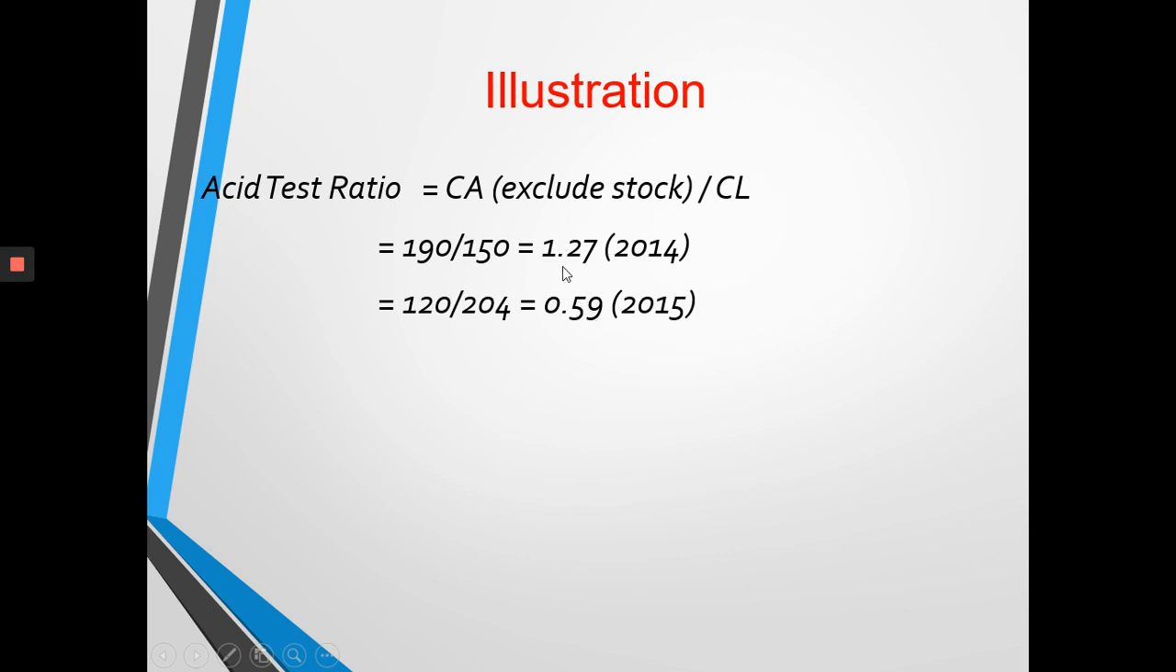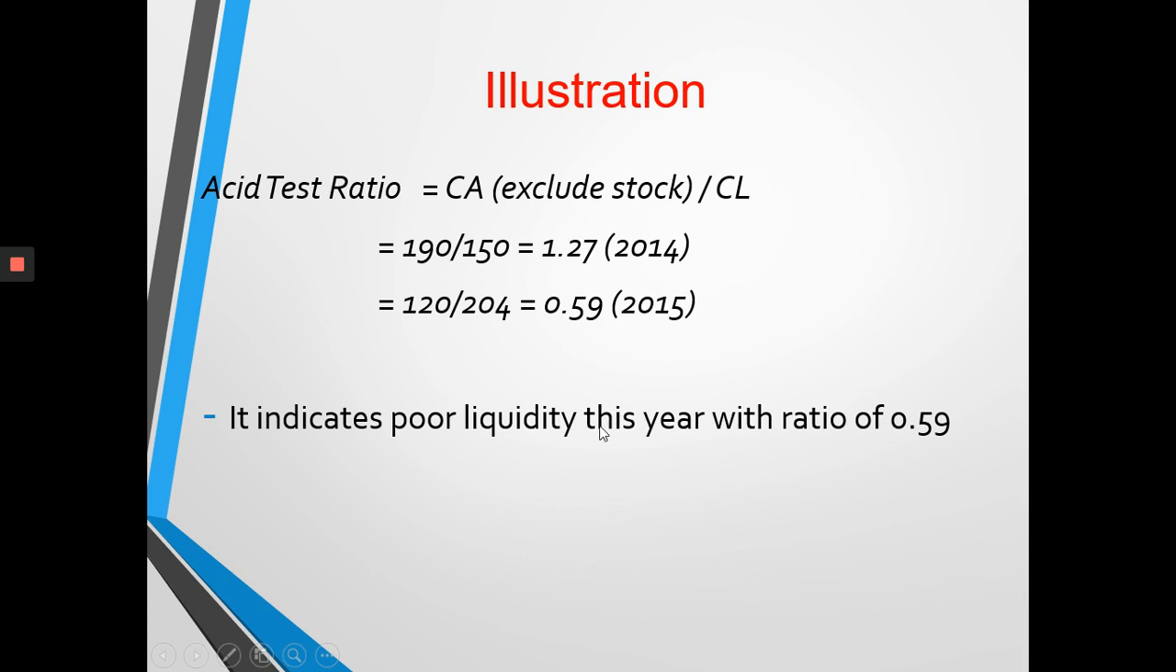Is it ideal? Do they have an ideal ratio? Yes. If you look at the acid test ratio, it shows that your ideal is 1 or higher. So this is more than 1. So 2014 is ideal. All right. But 2015 doesn't look good. It indicates poor liquidity this year.